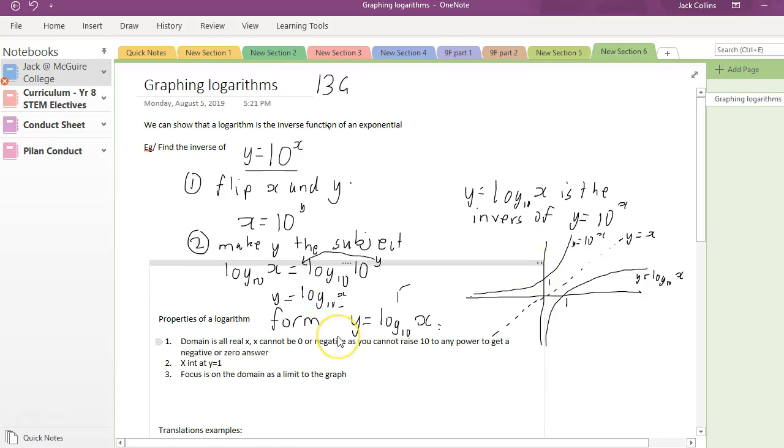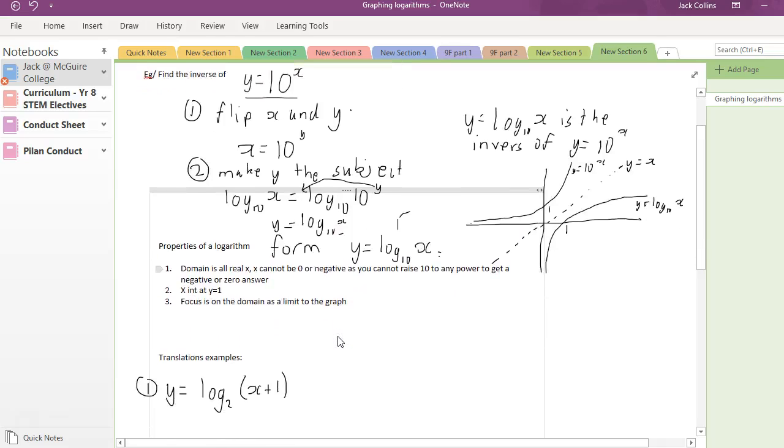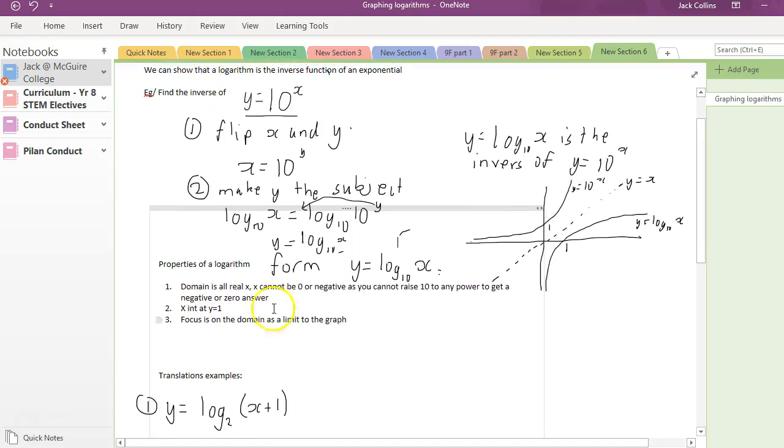So when we're graphing a logarithm, key properties: the domain is all, that's actually not real x, that's all real positive, really important, positive x. Or the other way to write that is R plus. So x cannot be 0 or negative, as you cannot raise 10 to any power to get negative or 0.